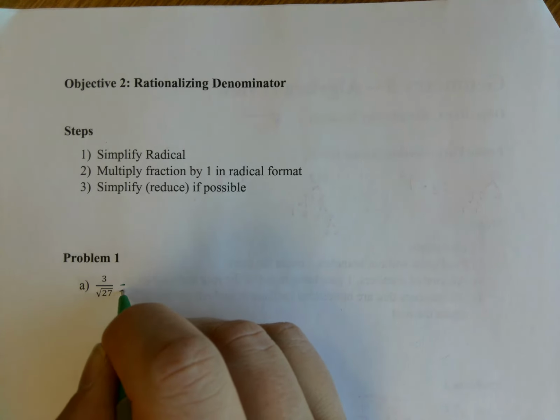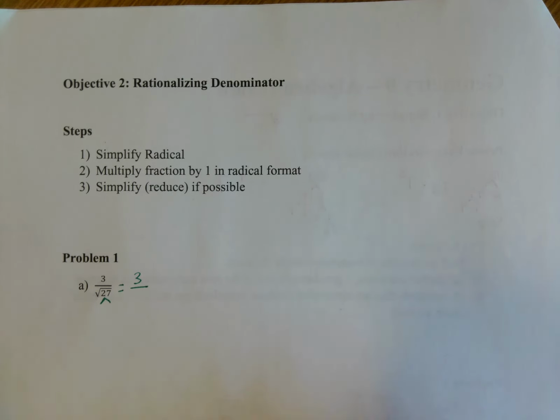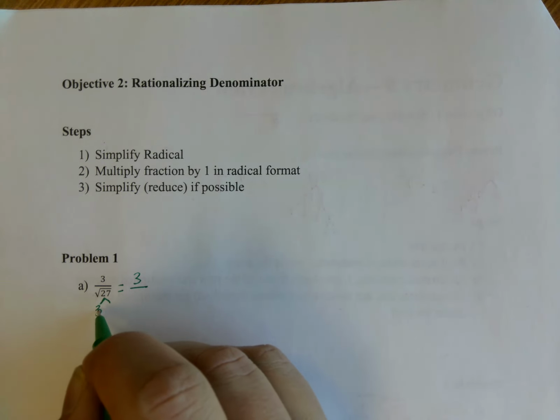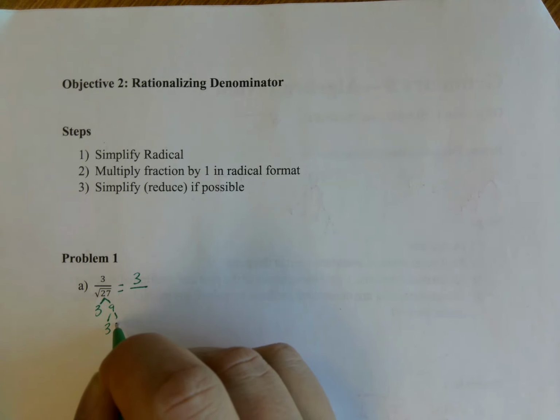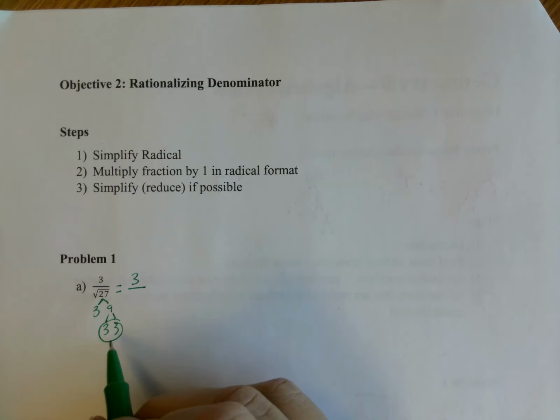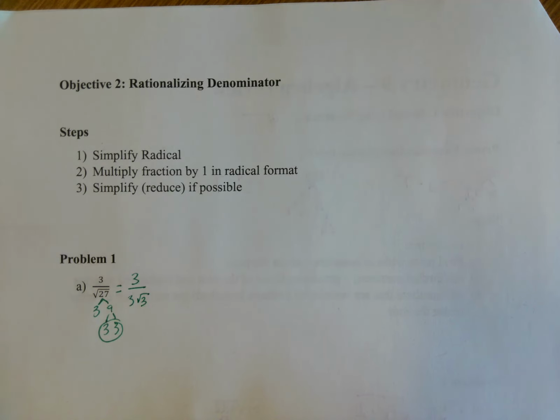So when I'm simplifying this, the top number is not changing whatsoever. I'm looking at the square root 27, just like we did for objective 1. So this is 3 times 9, which is 3 times 3. I have a pair of 3's here. So now this becomes 1, 3 comes out, and I have 1, 3 underneath the root.